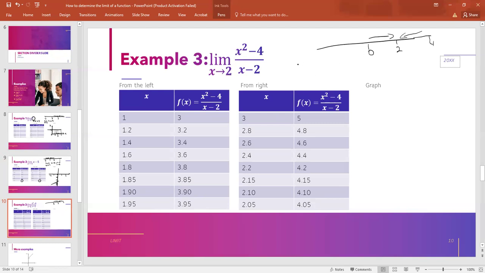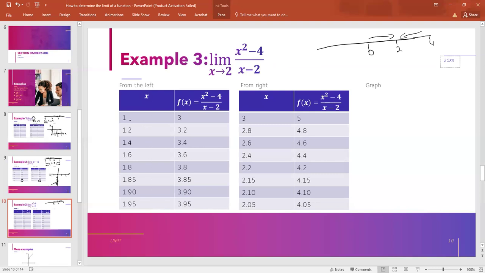Before we move on, there's something I'd like to point out. Have you noticed that at x equals 2, this function will be undefined simply because on the denominator, you're going to have 2 minus 2, and 2 minus 2 is 0. Division by 0 is not allowed in mathematics. So that's why the function is undefined. So if you choose your values, you will not choose 2 because the function is undefined. You're going to choose values close to 2.